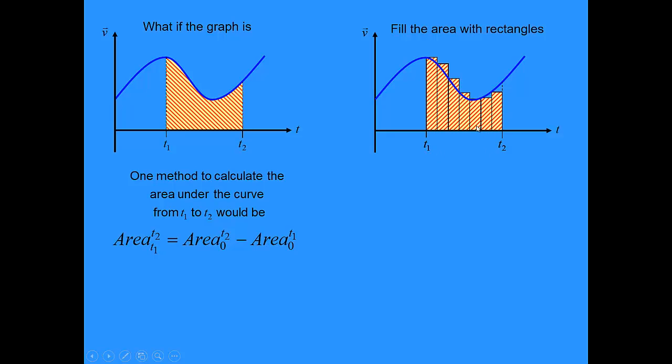Well, could we make this better? How could we make our approximate area closer to the actual area? What could we do to the rectangles? Maybe if we made the rectangles smaller, thinner. In other words, if we increased the number of rectangles that we use to fill the shape, like this.